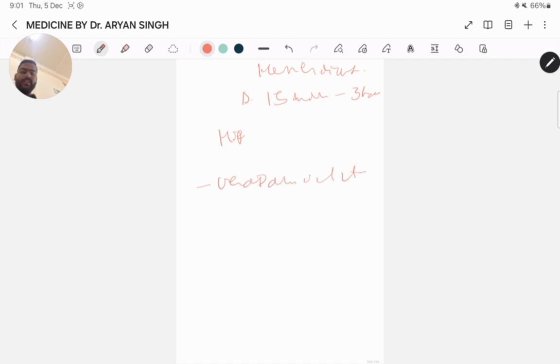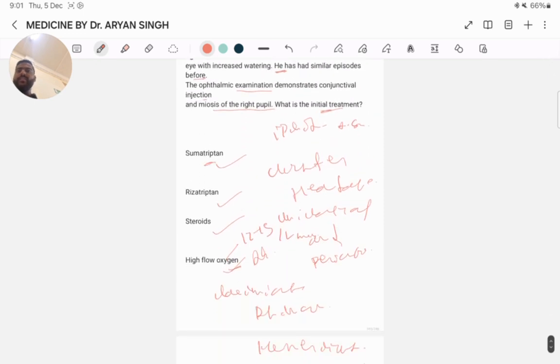Verapamil. What will it do? It will prevent episodes of cluster headache. Sumatriptan is first-line treatment of migraine headache. Rizatriptan and sumatriptan are both first-line treatment for acute migraine headaches, and steroids are used for prevention of further attacks of migraine. So that's all today. Thank you and keep revising.